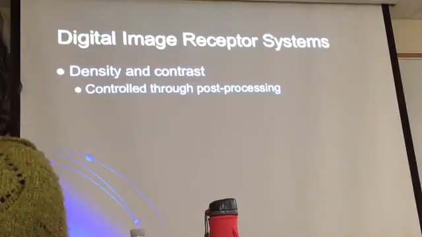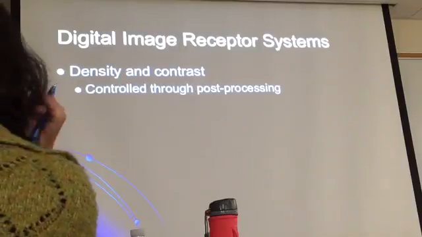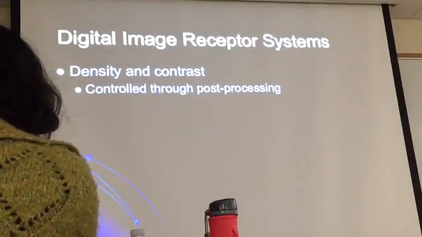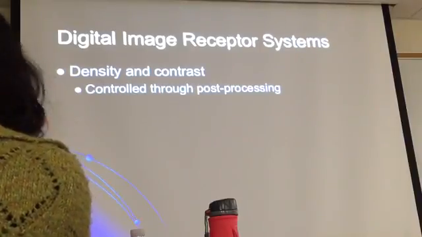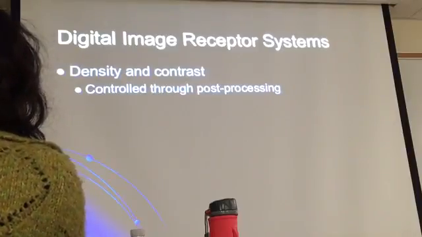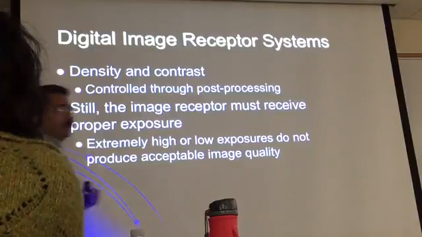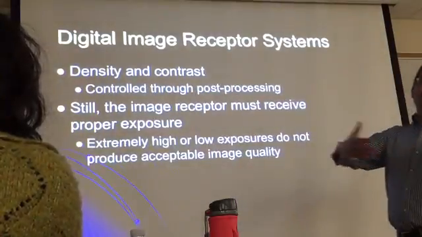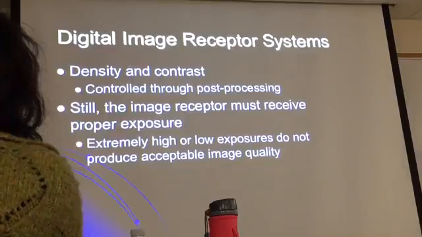If we look at film, and we looked at this before, this has to do a lot with how the film is developed. Chemical concentration, temperature, and the amount of time you're allowing the film to be in the chemical will have an influence on the density and the contrast. Still, the image receptor must receive proper exposure. There's only so much you can do, especially with film. Extremely high or low exposure does not produce acceptable image quality. Doesn't matter how much you change the chemicals, it's not going to work.